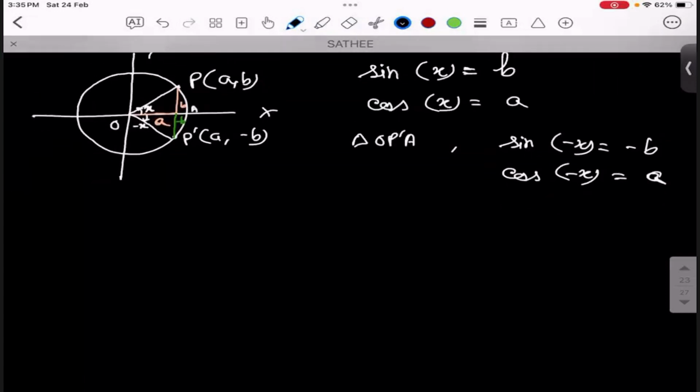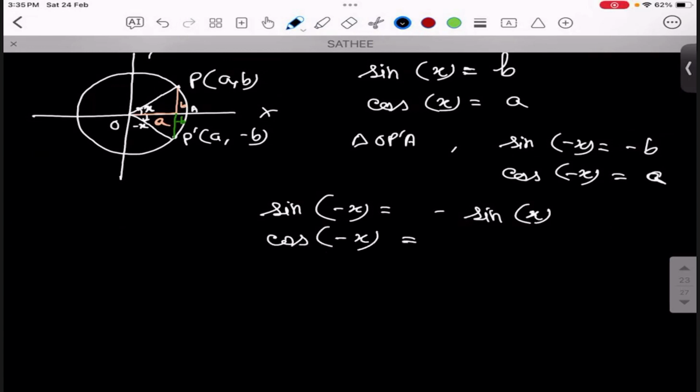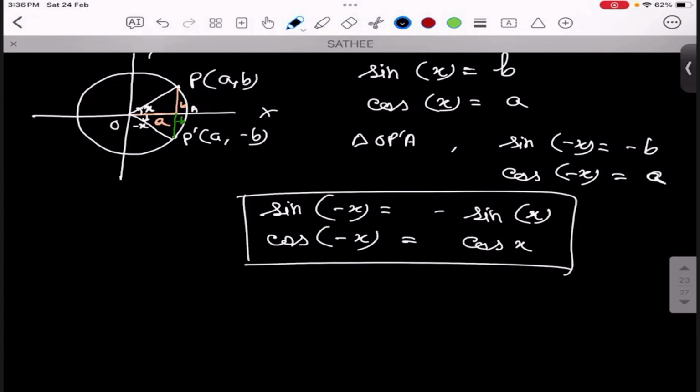So from here one can clearly say that sine of minus x equals minus sine of x, and cos of minus x equals cos x. That's why we say that the cos function is an even function, because cos of minus x again gives us cos x, but sine of minus x gives us minus sine x. That's why it is an odd function. So by the definition of even and odd functions, the cos function is even, but the sine function is odd.